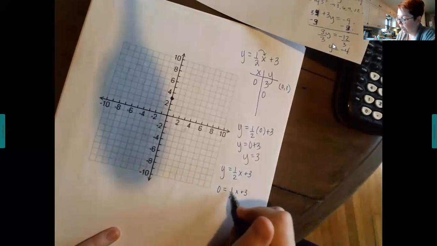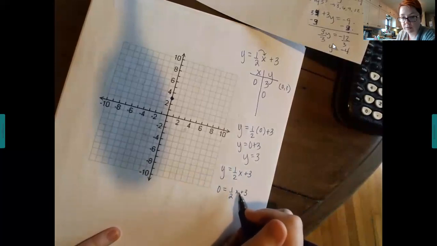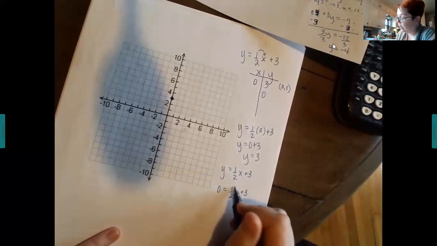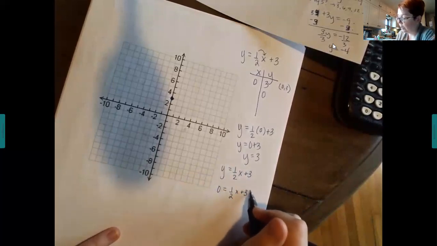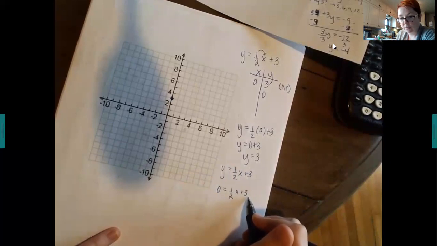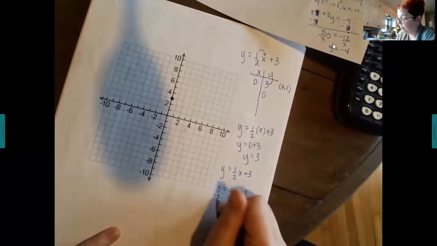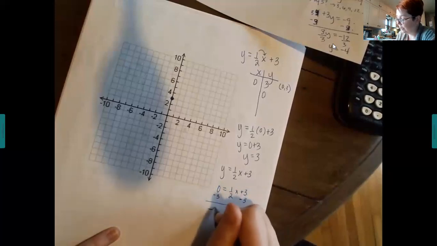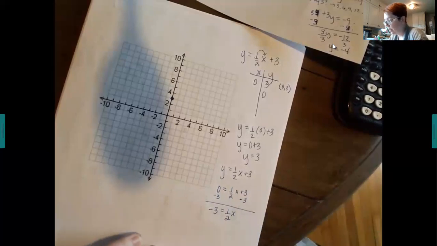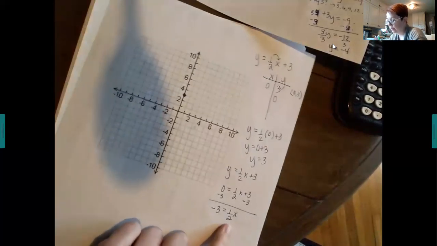So we have to solve for x, regardless of whether this was 1/2 x or 2x. We want to get this by itself, meaning we want to get rid of anything added or subtracted to it first. So we're going to subtract this 3. 0 minus 3 is a -3. And we have equals 1/2 x.